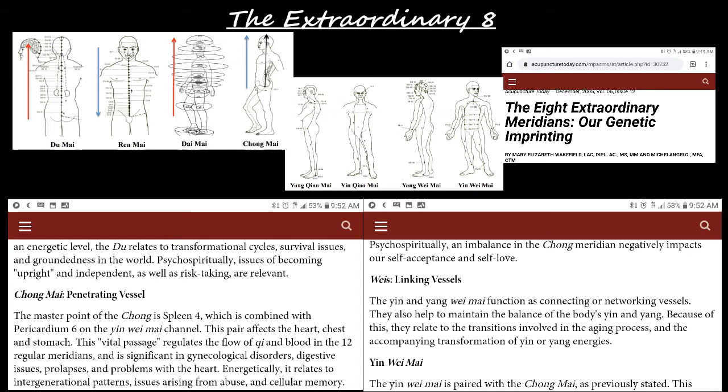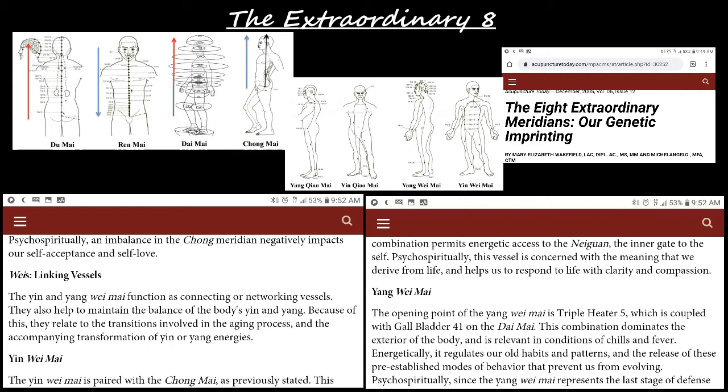Number 4, which is Yin Wei, is the linking vessel. Yin and Yang Wei are connecting, networking vessels. They help maintain yin and yang balance in the body, which connects them to the transitions involving aging and transformation of yin and yang energies.